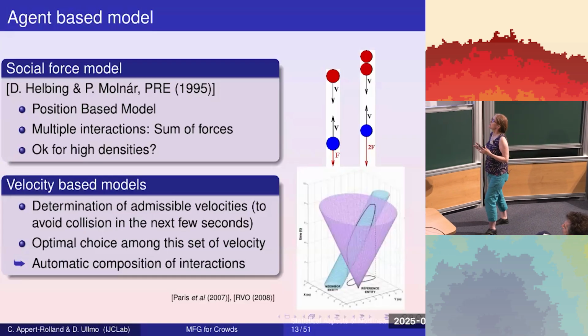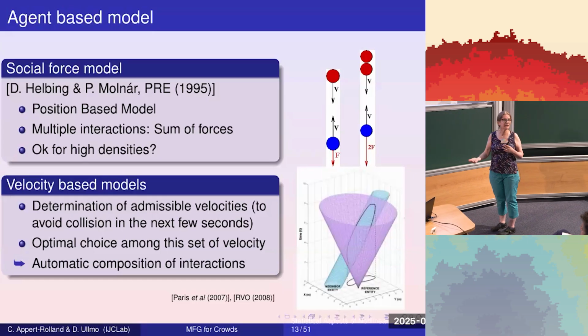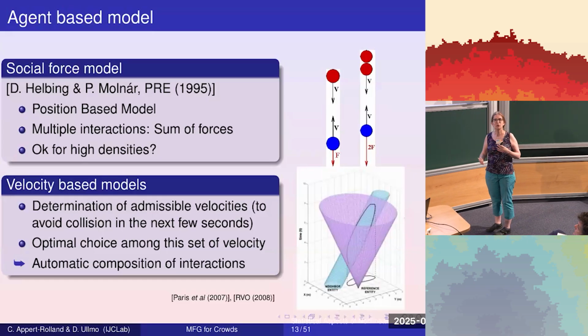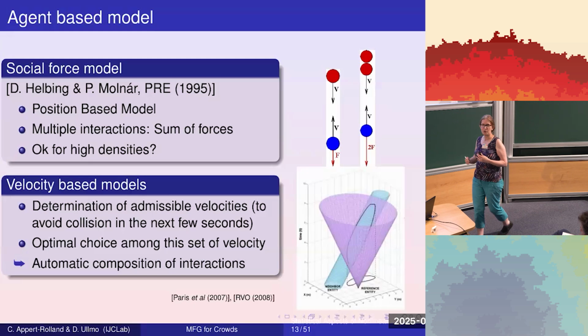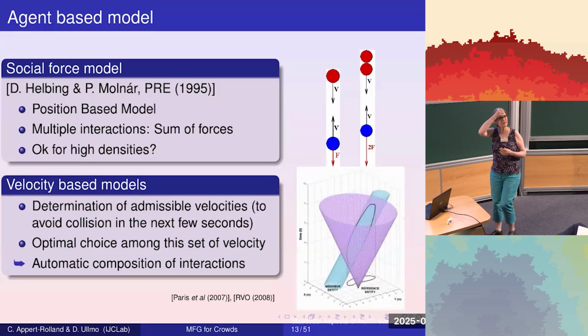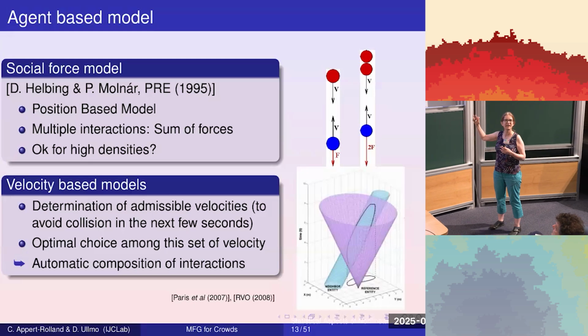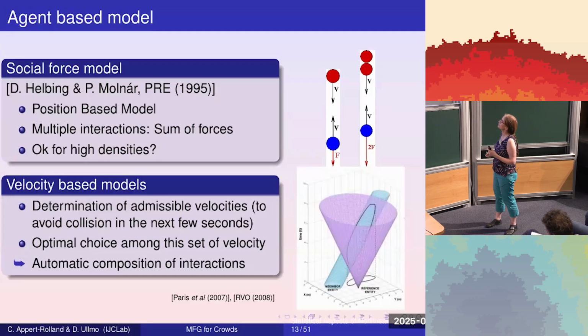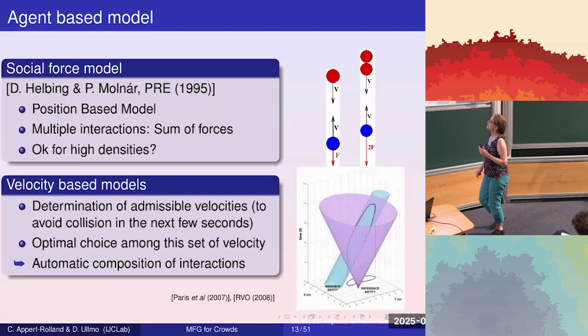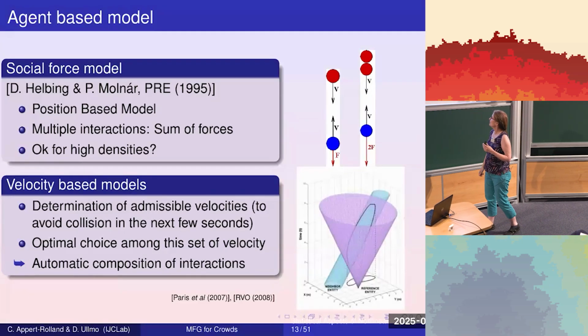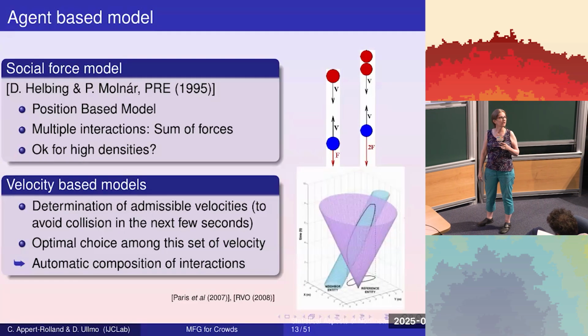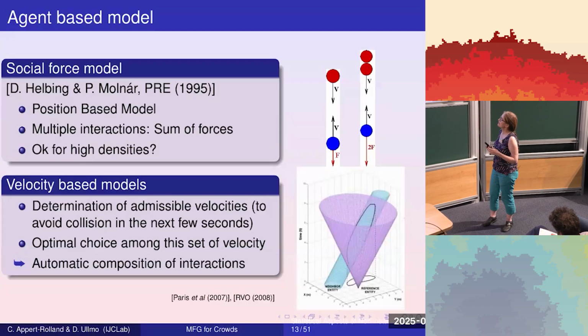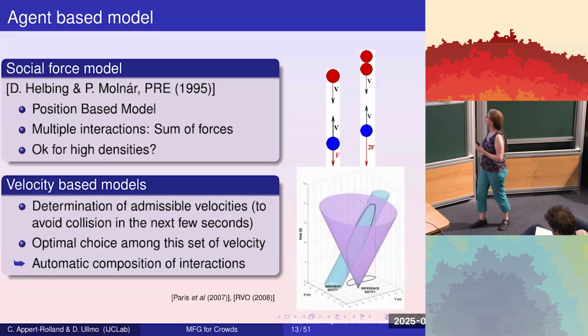But still, there was the belief that at high densities it would work, because then physical forces would become important. So that was the state of the art when we did this experiment. There is another family of models that arrived about 15, 20 years ago, which is called velocity-based models.